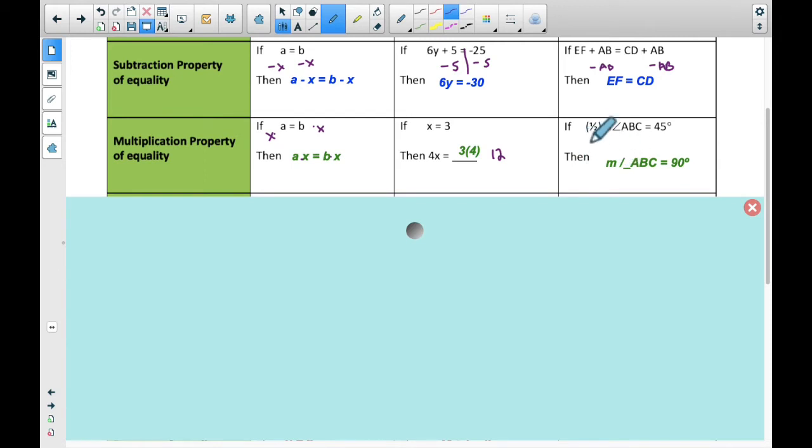And we talked about how if we have a fraction, we multiply by 2 in this case. And so the measure of angle ABC is equal to 90 degrees. That's an angle sign. I just couldn't figure out how to type it in. So that's an angle sign.